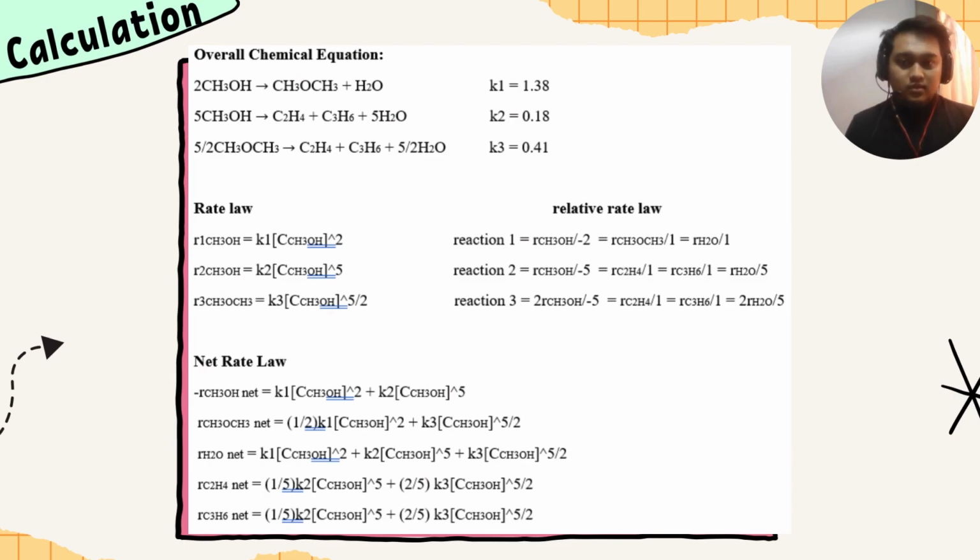So hi, I am Akmal. I will be continuing with the calculation part. How we do the calculation, we need to find the yield and also the selectivity. Firstly, we find the value of the reaction kinetics through three different research papers, and then we list out all the rate laws and use the relative rate law to find all the net rate laws.